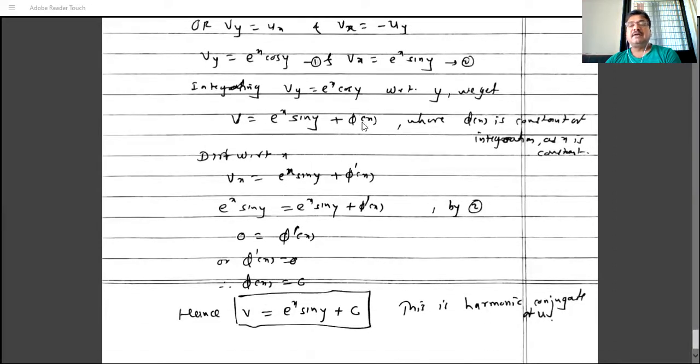Then we have to determine the value of phi x, and for that we use equation number 2. So differentiate this with respect to x. So what do we have?